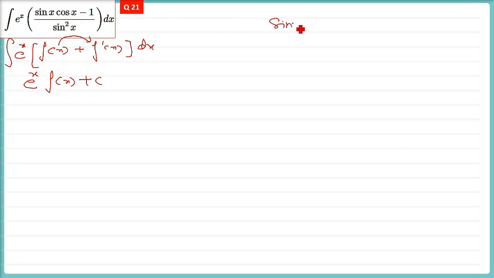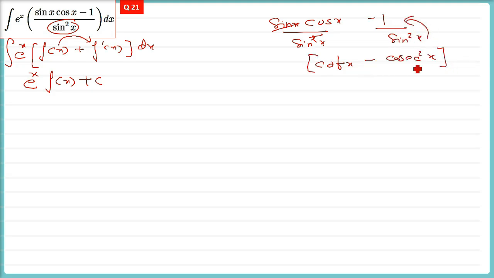So we have sin x cos x, so we'll write this sin x cos x and 1 separately. And then we'll divide this sin square x here and sin square x here also. Now this sin gets cancelled, cos by sin will be cot x. 1 by sin square x will form cosec, so it will be cosec square x. Now just multiplying this with e^x and putting an integration sign is equivalent to our original integral.